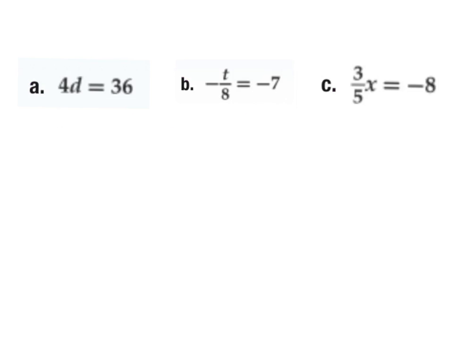All right. Here are 3 examples. You can try to solve them if you wish. I'll give you a couple minutes to try to solve them yourself. But we're going to go through them together. I think you'll be okay with A. B and C are a little trickier. But go ahead and take a couple minutes to try to solve those. And if you get stuck at all, that's okay. We're going to go through them together anyway.